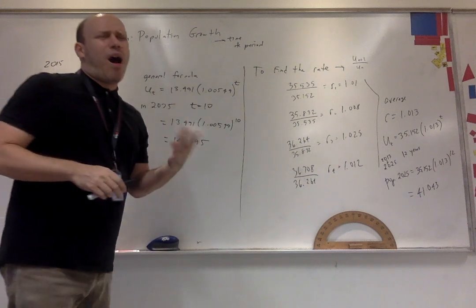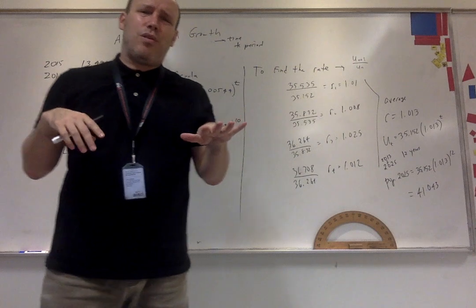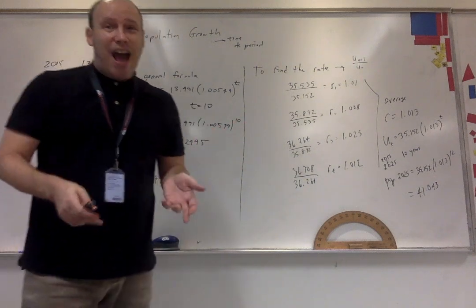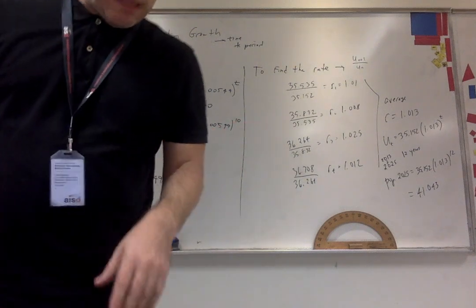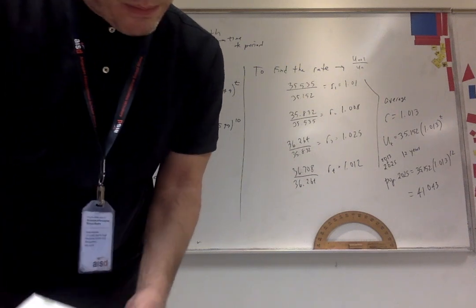And then they ask you why is it not accurate, and IB's not asking you that, but the book does say it doesn't account for births and deaths. Let's take a look at the next one, example 27. Let's take a look at the last problem.